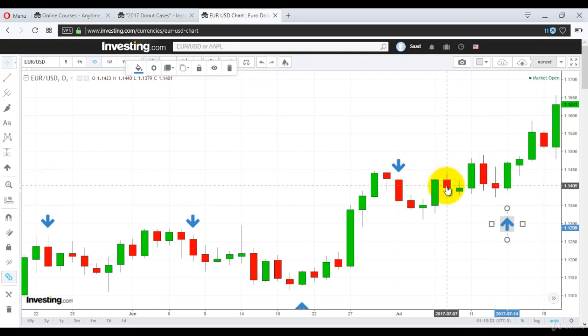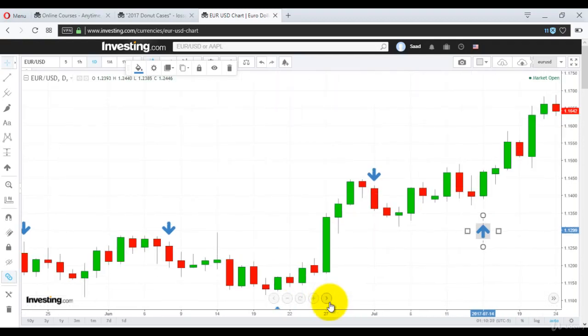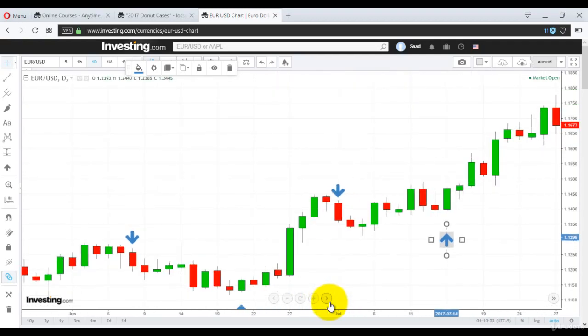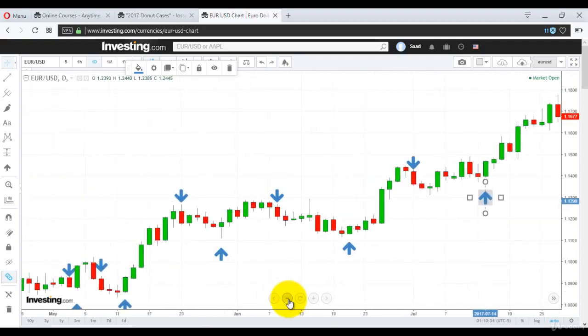So it's up to you. Either buy it here or buy it here. But do buy. Do follow the plan. It goes higher, higher, and higher. Now, let me show you one more thing. Let's zoom out.